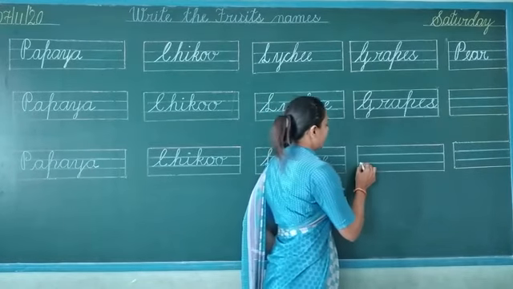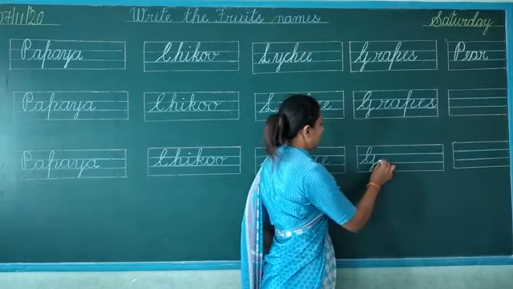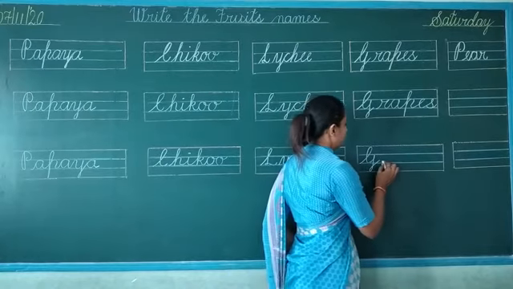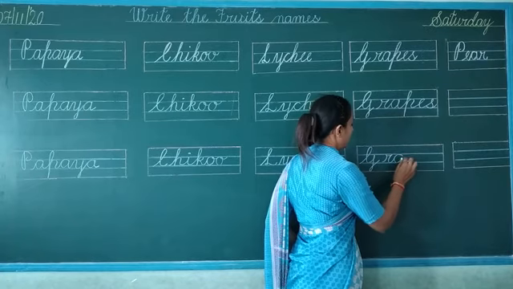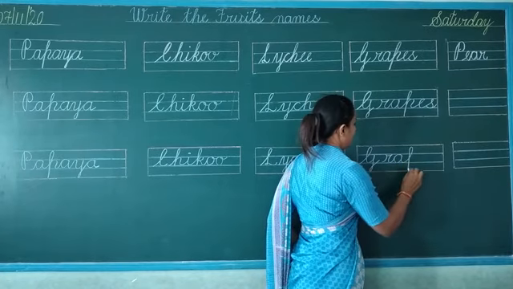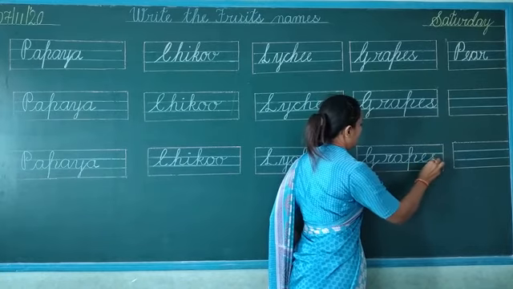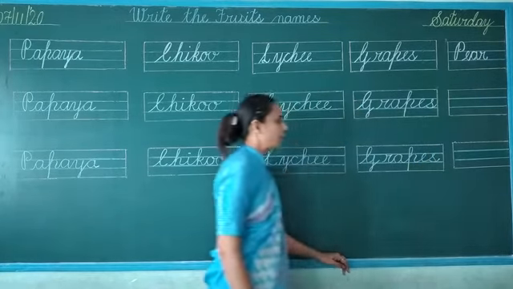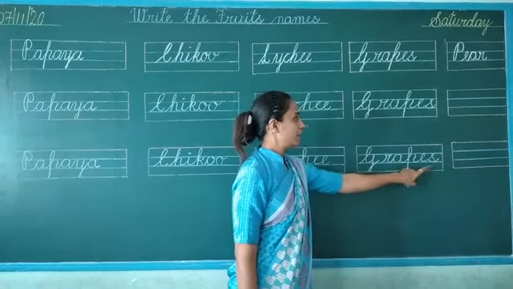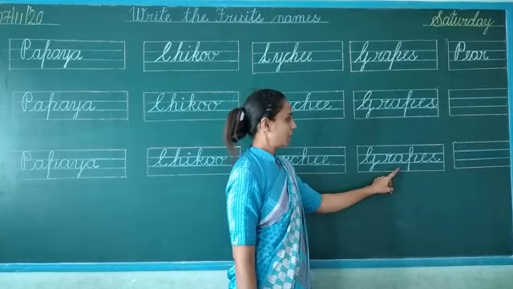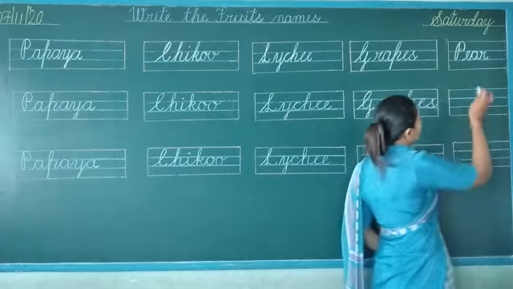Right, another time. First letter, capital letter G, then R, A, P, E, S. Grapes. G, R, A, P, E, S. Grapes. Next is pear.